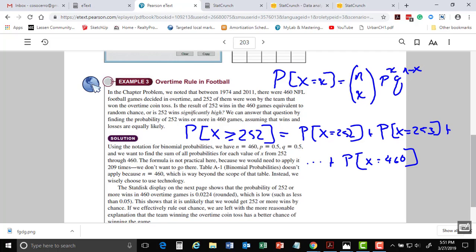So let's see if we can do that in StatCrunch. Okay, so it says we want the answer to the question, finding the probability of 252 wins or more in 460. Assume that the wins and losses are equally likely. That's why we have P equals Q. Okay? Now, let's see if I can find this. Sometimes there's a way. Oh, not like that.